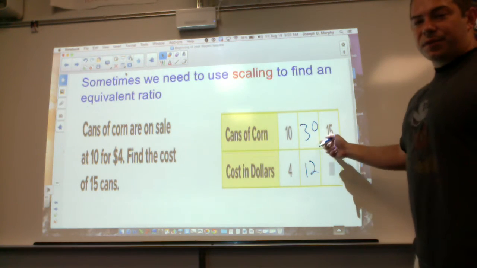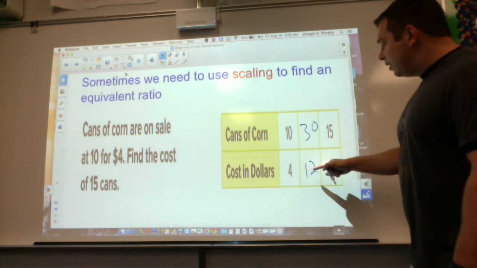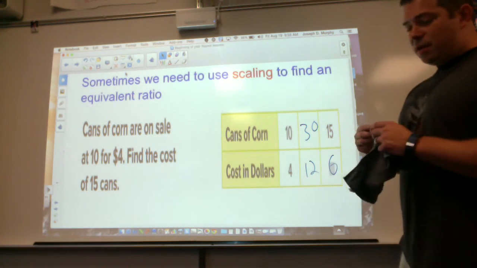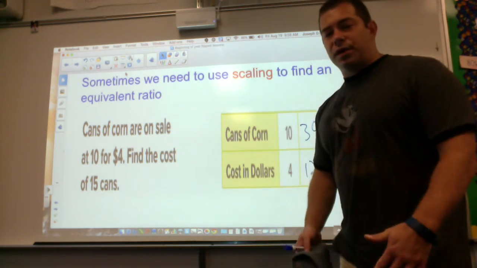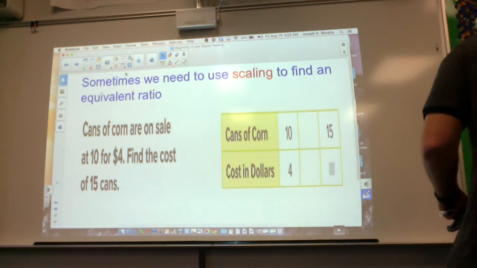Now, how could I go from 30 to 15? I'm going to divide by 2. 30 divided by 2 is 15. 12 divided by 2 equals 6. So you can reverse the order as long as it works with your computation. Let's try another one of those.